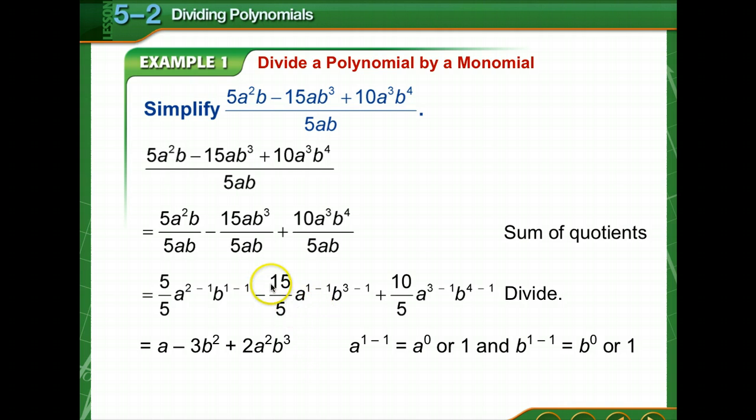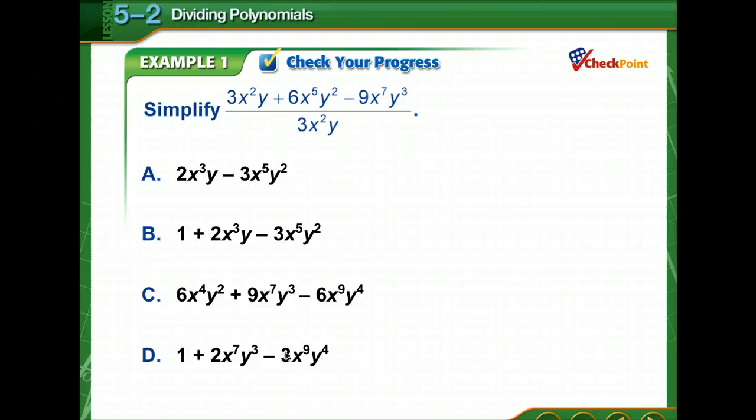Negative 15 divided by 5 is negative 3, 1 minus 1 is 0, 3 minus 1 is 2, so b to the second. 10 divided by 5 is 2, 3 minus 1 is 2, 4 minus 1 is 3. So our answer, a minus 3b squared plus 2a squared, b to the third. Okay, time for you to check your progress on this one. Remember, write each one of these terms over this denominator and then just simplify.